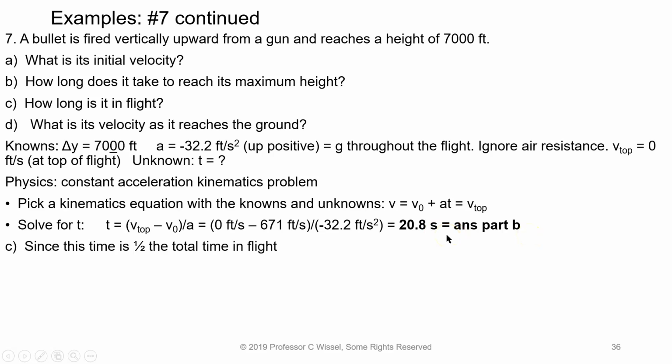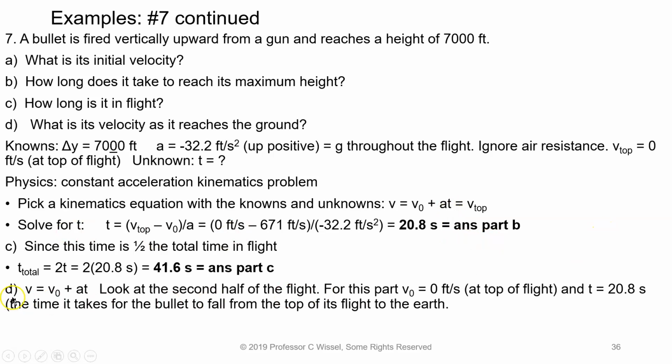So the time it takes to rise to the top exactly equals the time it takes to come back down. So this is 1/2 of the total flight. So you just multiply that by 2 to get the answer to part C. Now, you could have very easily picked the whole flight. There's no reason you couldn't do that. I just decided to do this.